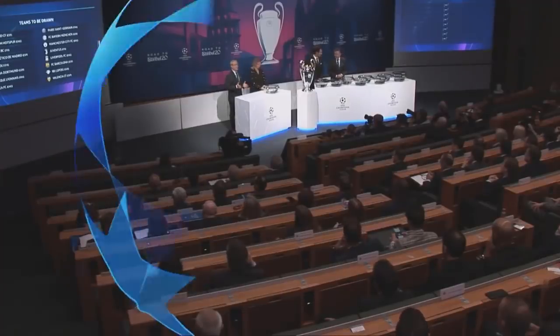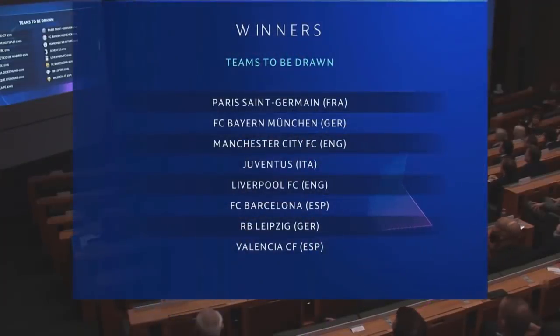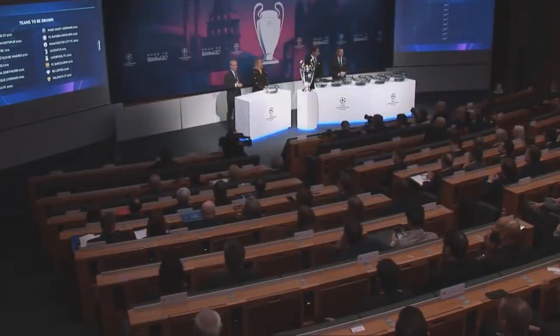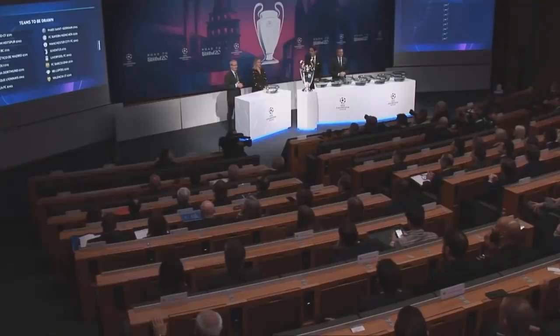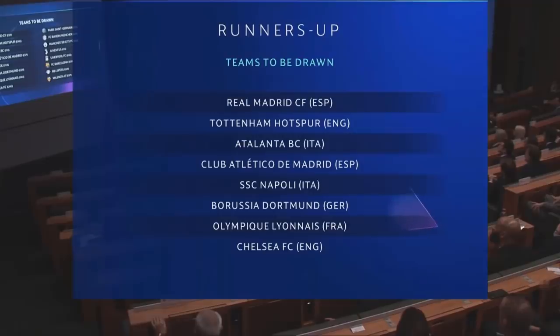Not before I will read out the names of these 16 great teams which will excite all of us in the round of 16. We start with the winners. The winners of the groups were Paris Saint-Germain, FC Bayern München, Manchester City, Juventus, Liverpool FC, Barcelona, Rasenball Leipzig and Valencia CF, and they will all be drawn against the 8 runners-up: Real Madrid, Tottenham Hotspur, Atalanta, Atletico de Madrid, Napoli, Borussia Dortmund, Olympique Lyonnais and Chelsea FC.